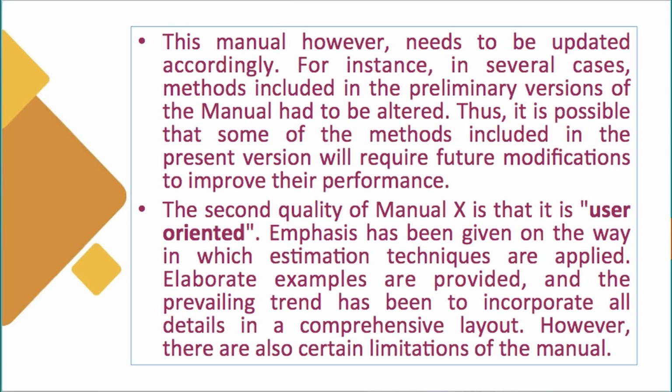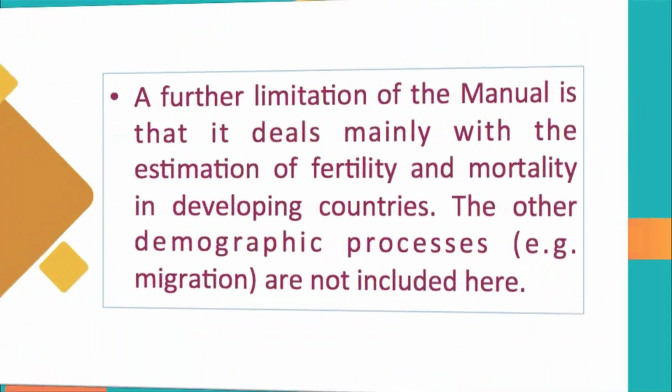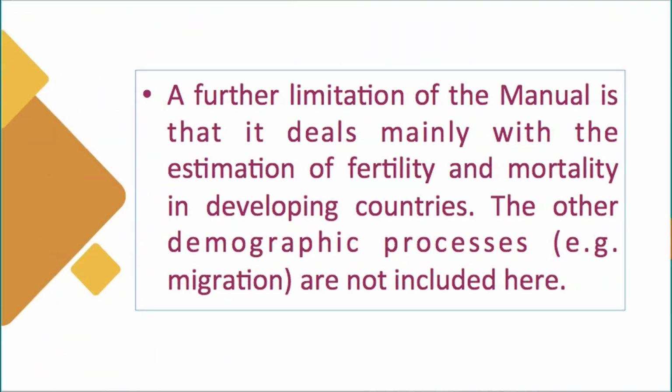However, there are also certain limitations of the manual. For instance, the user-oriented approach of the manual only focuses on the available techniques and their detailed application. But it falls short in providing the user with insights regarding how new techniques or alternative approaches to the available techniques can be developed. Another limitation of the manual is that it deals mainly with the estimation of fertility and mortality in developing countries. The other demographic processes, for instance, migration, are not included here.